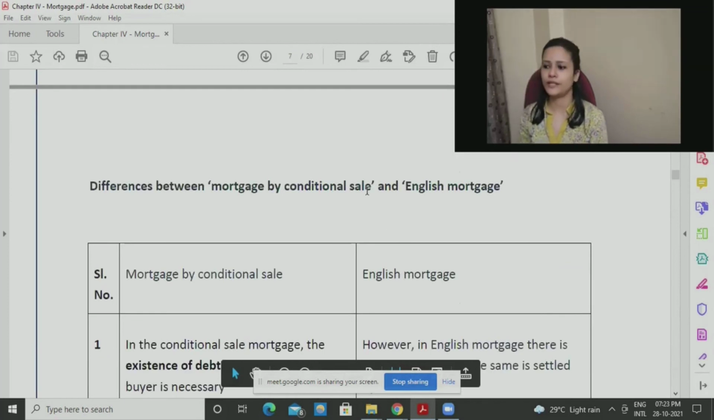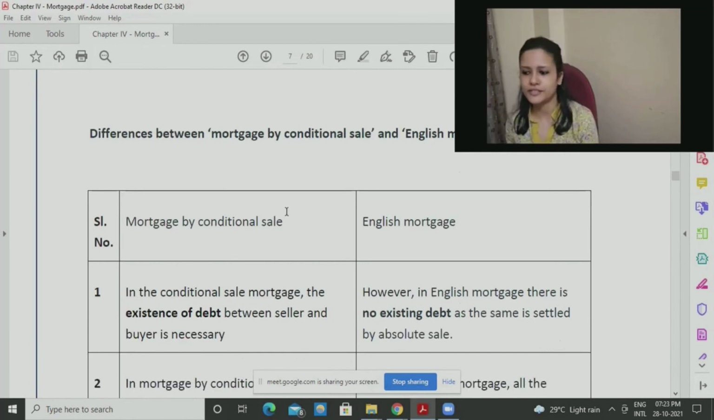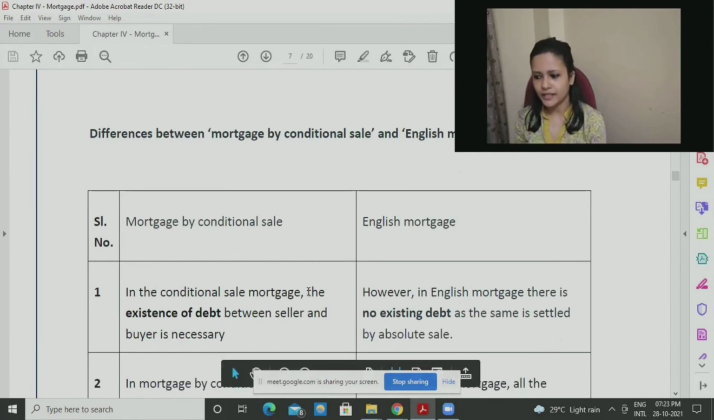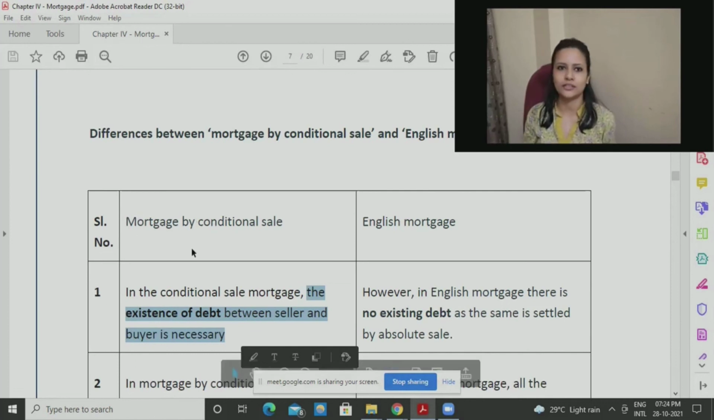Now, differences between mortgage by conditional sale and English mortgage, because in both situations, there is sort of a transaction already, property is being transferred, ownership is being transferred. So what are the differences? In mortgage by conditional sale, the existence of debt between seller and buyer is necessary. This debt is already existing, because whatever transaction it is, that transaction is not yet completed. That means the mortgagor is still under the debt, he needs to repay the amount. It's not like this transaction is already done and over between the parties. He is still under an obligation to repay the loan. In case he fails, only then will this transaction become completed.